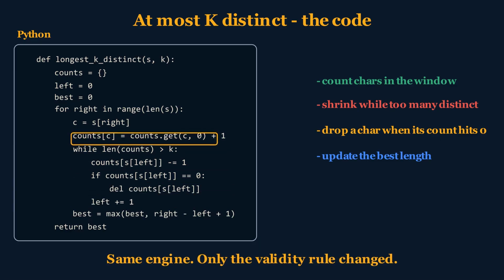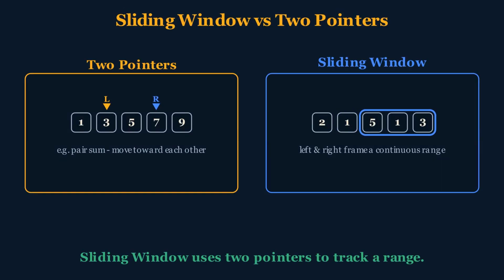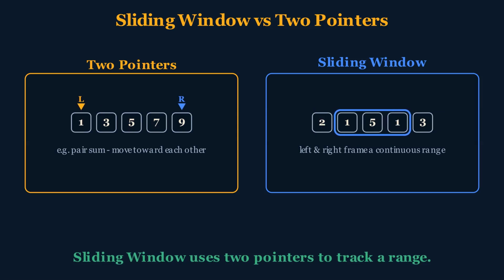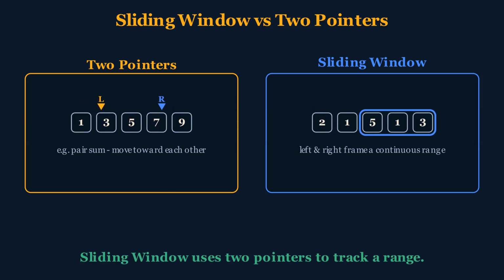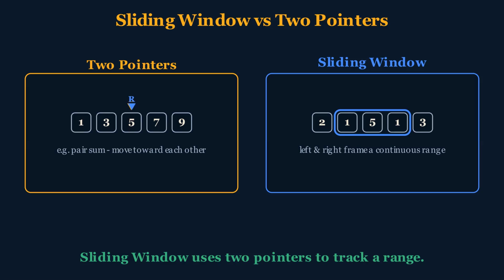And that's the real takeaway. Once you can clearly state when a window is valid, almost every variable window problem collapses into this very same pattern. So how does this connect to 2-pointers? Sliding window is actually a special kind of 2-pointers. With general 2-pointers, like finding a pair that sums to a target, the 2-pointers often move toward each other from opposite ends. With sliding window, left and right move the same direction, and together they frame a continuous range. Sliding window uses 2-pointers to track a range.